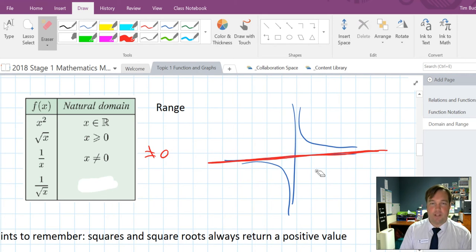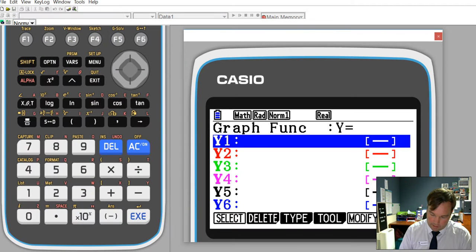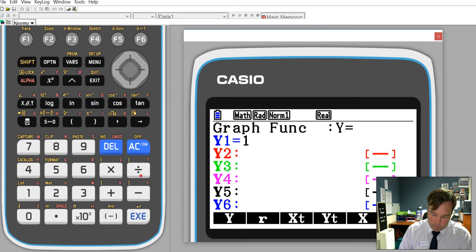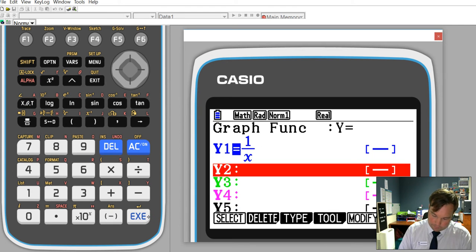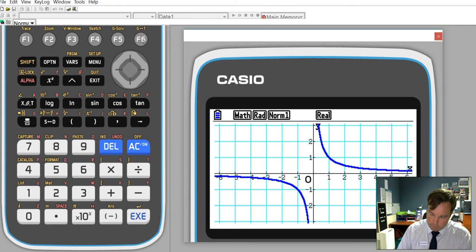And if you can't picture that in your head, great news is you have a calculator. So you can throw up your calculator and write, well, let's see what 1 divided by x actually looks like. Graph it. And yeah, you can think, well, it's going to hit every single y value except 0.